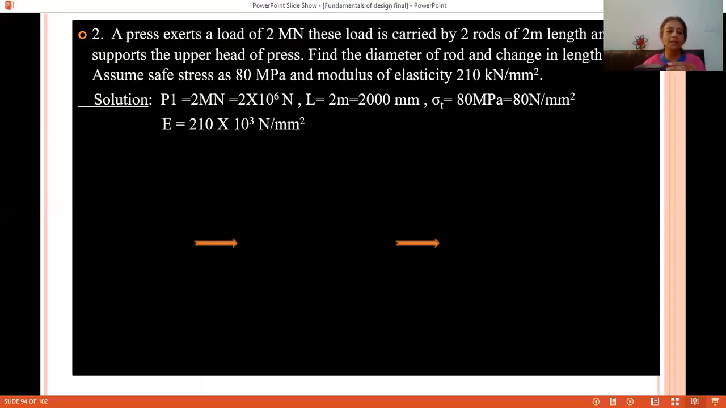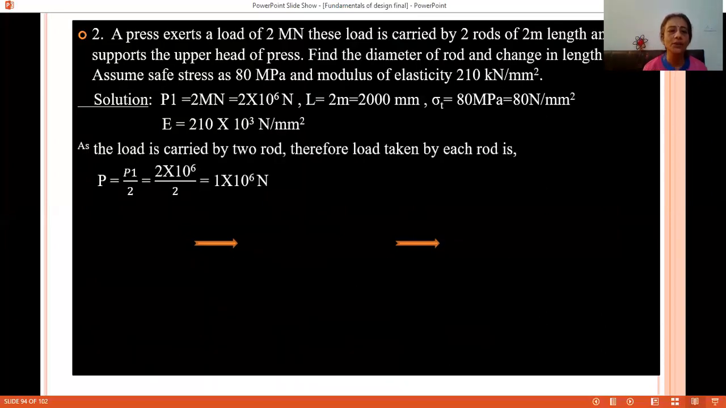So students, here you can see that this is the press head and these are two rods. So when press head will fall down, load will come on these two rods. We are going to find out the diameter of the rod. Because total load is shared by two rods, first we will calculate the load which is carried by each rod. So it will be equal to P upon 2. So it comes 1 meganewton or 1 into 10 raised to 6 Newton.